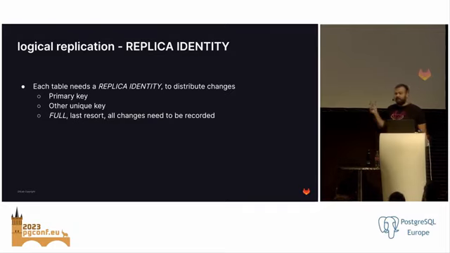Replication identity. Each table needs one of these three things. It needs a primary key, then you are good. Another unique key which identifies each row of a table, or you have to fully track the full rows, so you are able to know when a row changes, and you have to replicate it to the new system. And the last one is quite performance intensive.